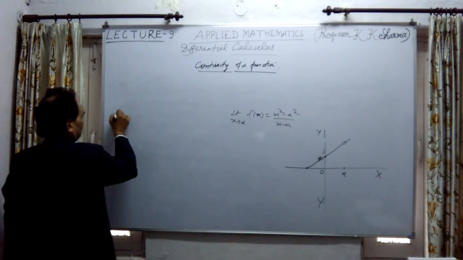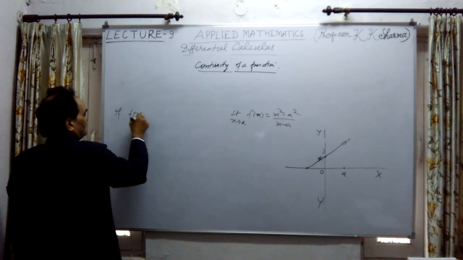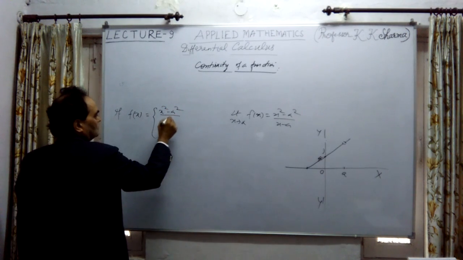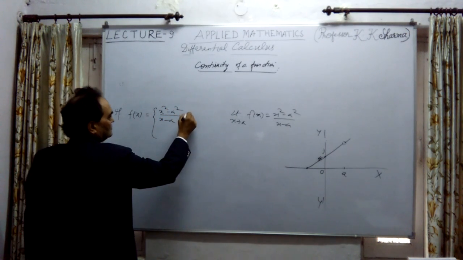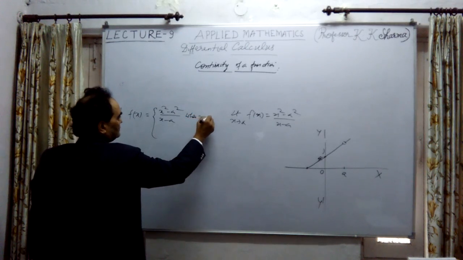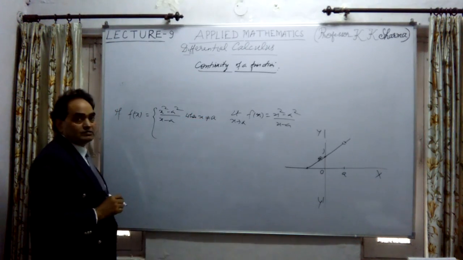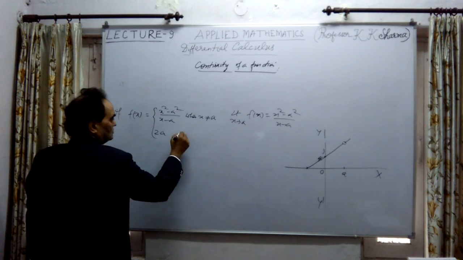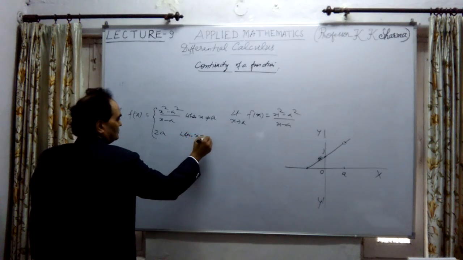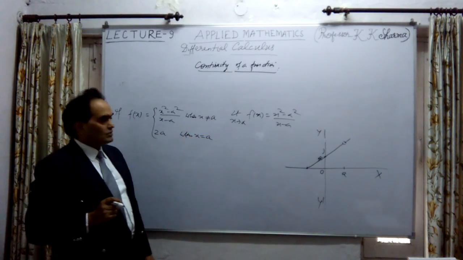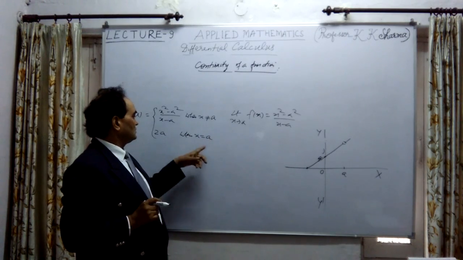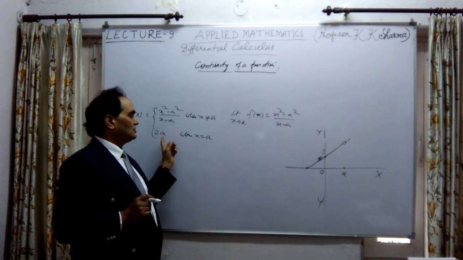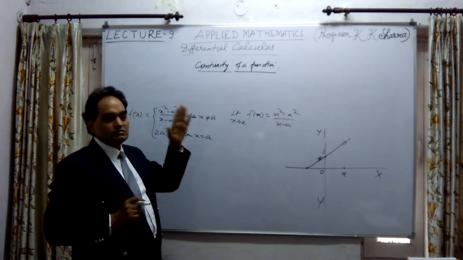But if I define f(x) in this way, as x square minus a square upon x minus a when x is not equal to a, which means the left limit and right limit are equal to this, and equal to 2a when x equals a, then when x equals a the value is 2a. So we do not have to apply this. The value directly will be 2a at x equal to a. In that case, the function will be defined.